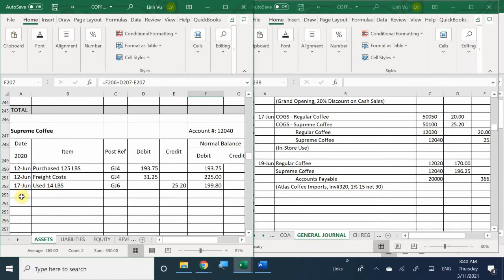Same thing down here. What are we going to place here? 125 pounds. Purchase 125 pounds. General Journal 6. And this time, how much are we debiting it for? 196.25. So what is my total ending balance here? 396.05, right?